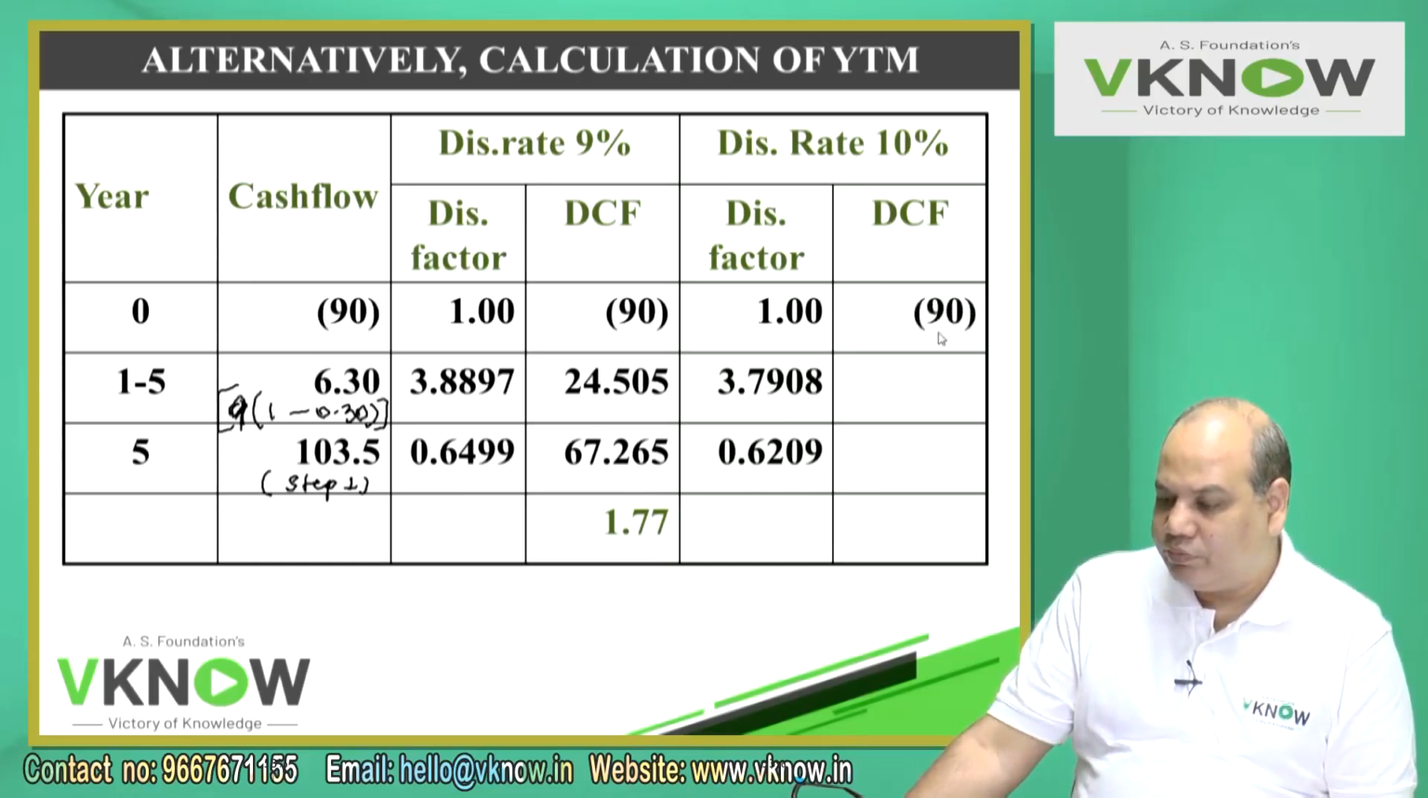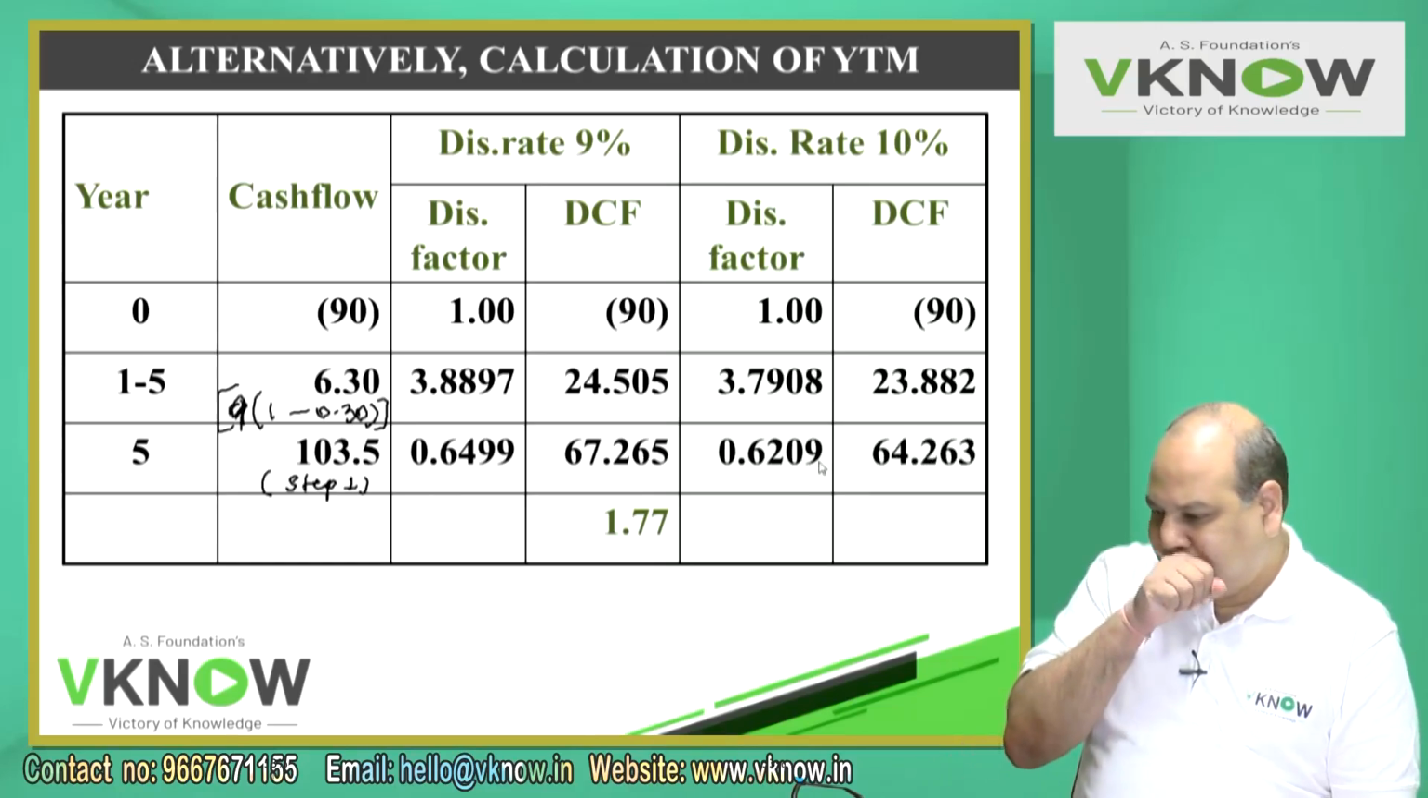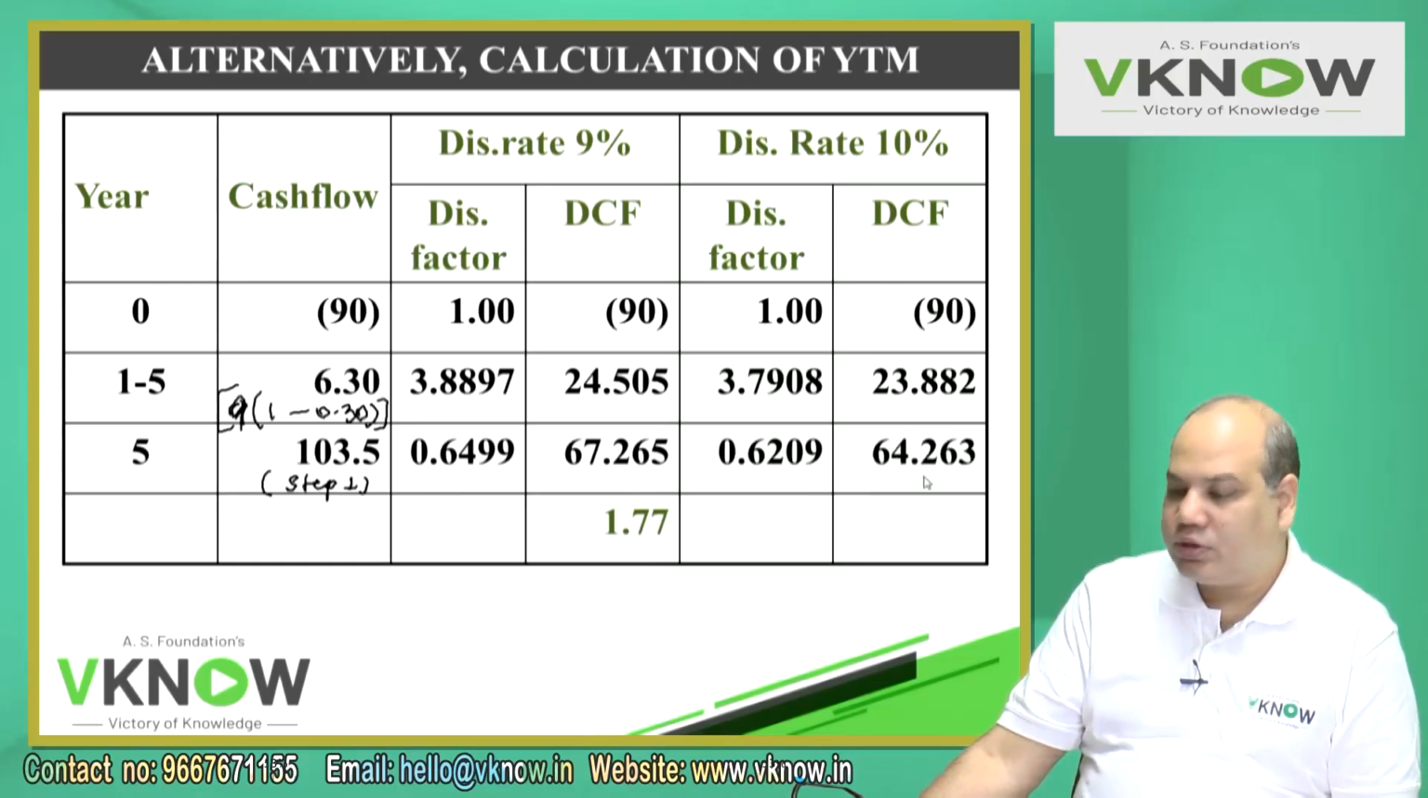90 into 1, 90 negative. This 6.30 into 3.7908 is 23.882, and this is 103.5 into 0.6209, 64.263. Please take the total of these two positive numbers minus 90. Oh, negative answer, which again means that your IRR or YTM will fall between 9 and 10%.